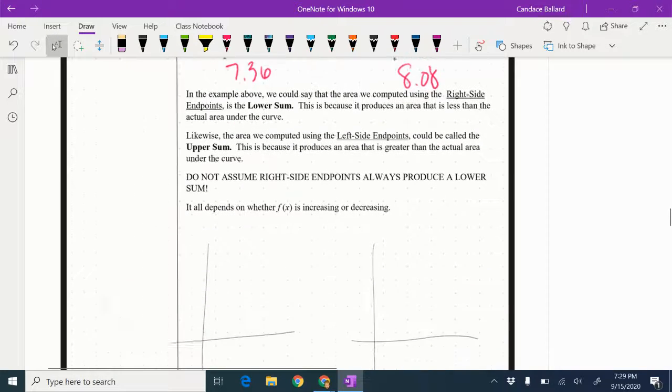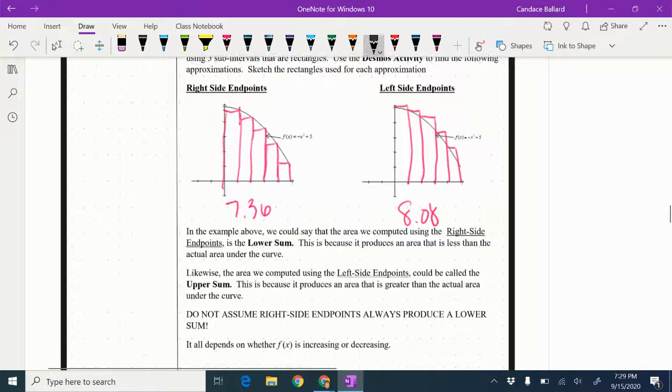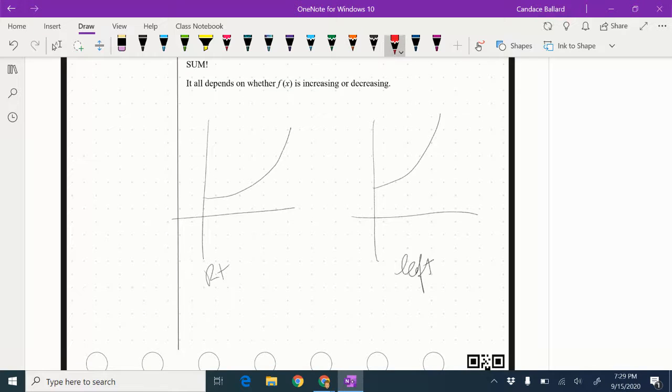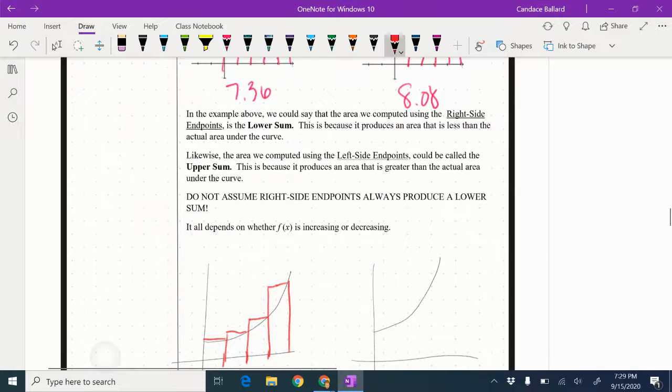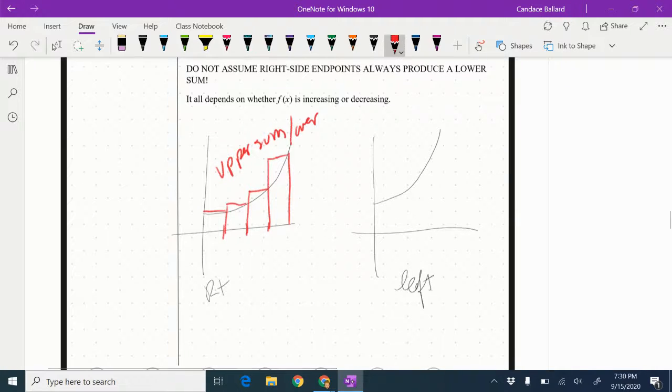So if we had an increasing curve, something like this, okay, and we're going to come at it from the right and then the left over here. Let's just say we do four rectangles. So coming at it from the right side, I'm here. 1, 2, 3, 4. You notice that this one is above. This would be the upper sum, which we would have said is an overestimate. And then this one here, coming at it from the left, 1, 2, 3, 4. This is definitely the lower sum this time, which we would have called an underestimate.